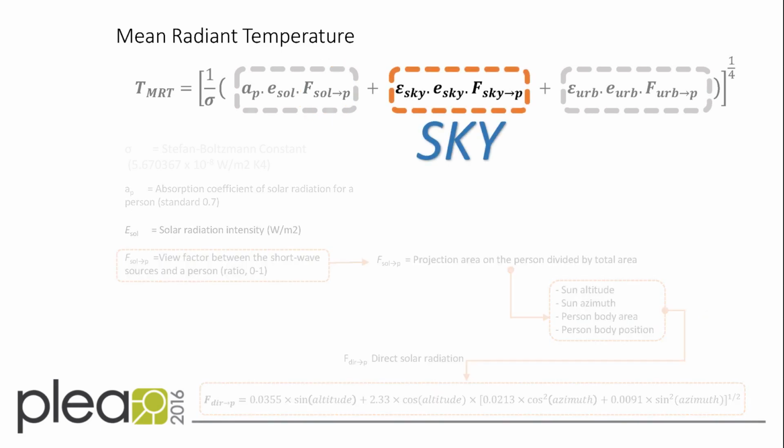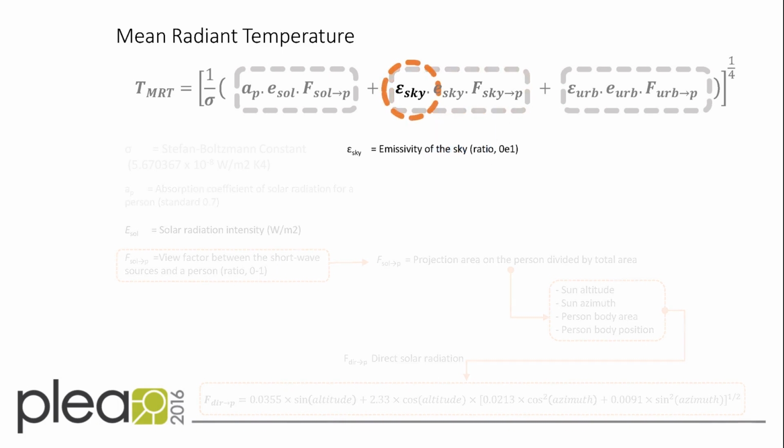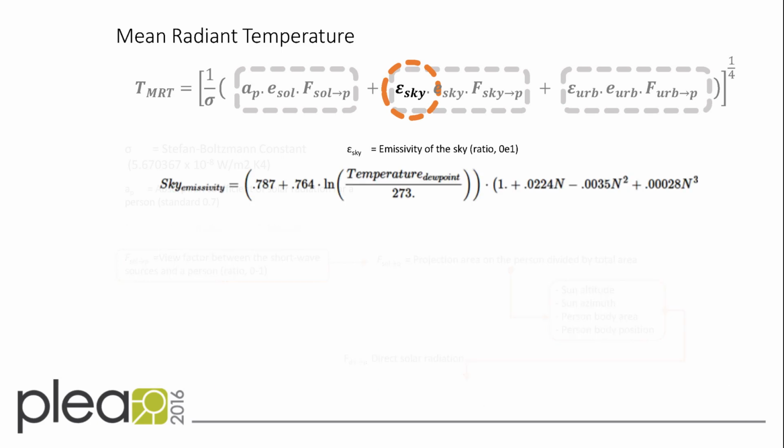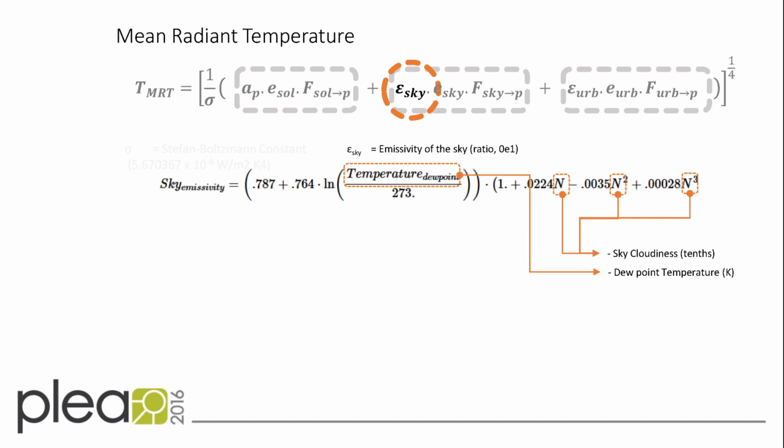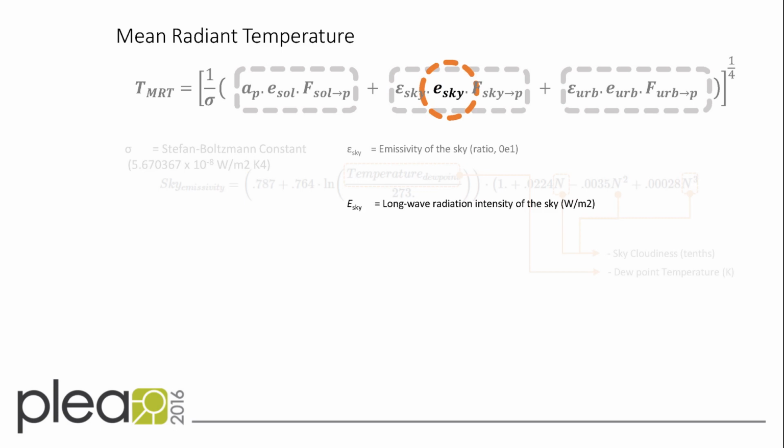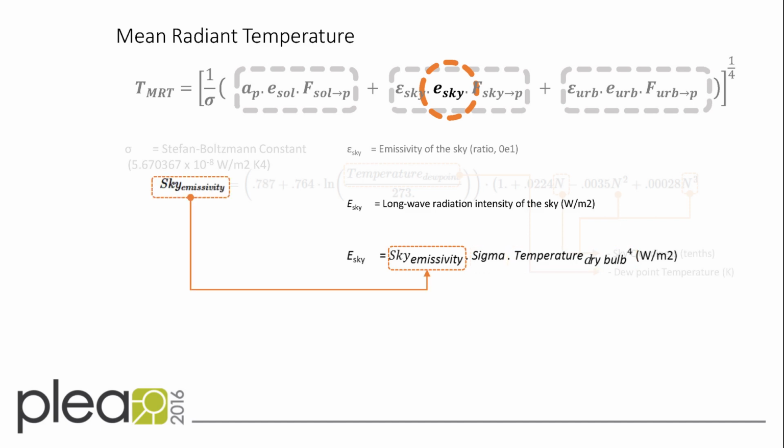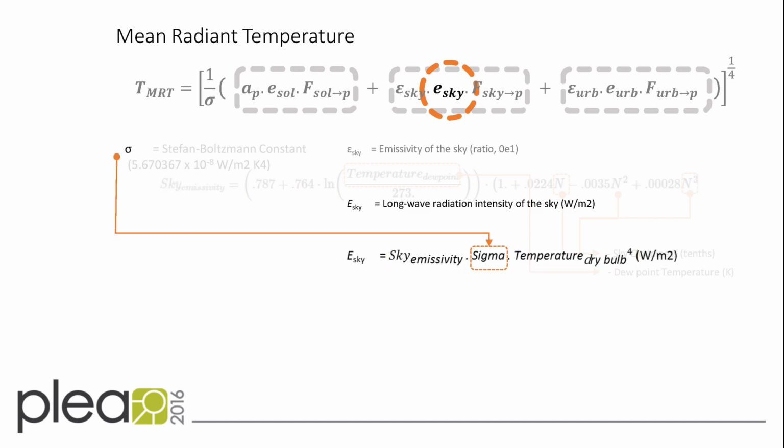The second part is about sky and atmospheric radiation. The first variable is the sky emissivity, which we can determine from the formula by replacing the air temperature, dew point temperature, and sky cloudiness. The second one is the atmospheric radiation, that we can get from this formula, which has different variables. We got the sky emissivity, Stefan-Boltzmann constant, and dry bulb temperature from the weather data.